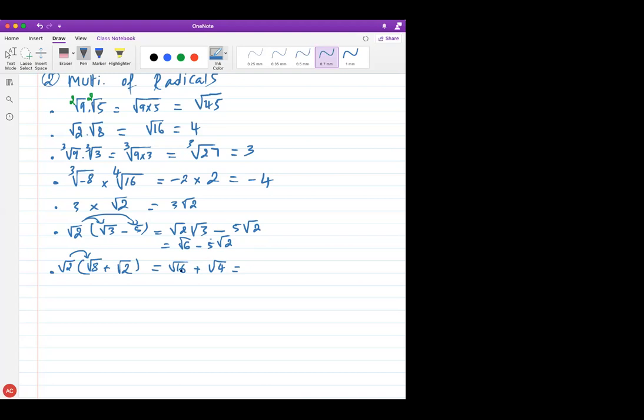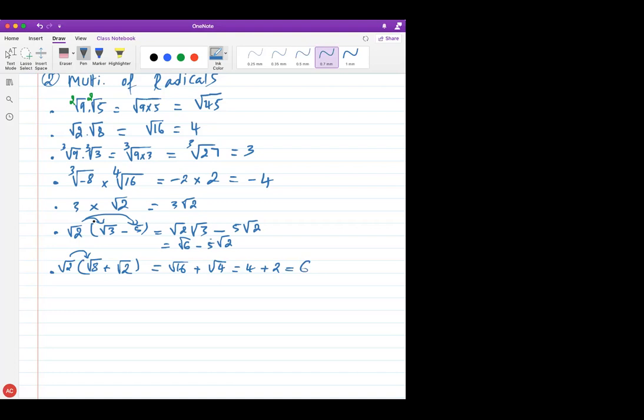Yeah. Okay, the square root of 16 is 4, plus the square root of 4, which is 2. So 4 plus 2 is 6.